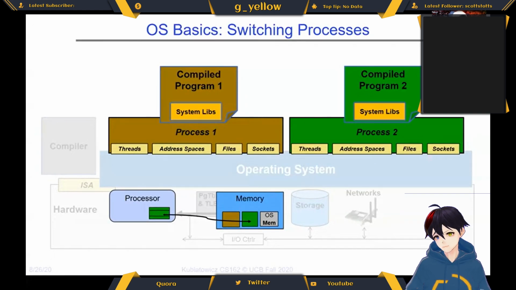We're just switching the processor back and forth between brown and green, and as a result, we get the illusion that they're both running. And notice, what do I mean by the illusion? Well, process 1 can pretend like it's got 100% of the processor, and process 2 can pretend it's got 100% of the processor, and things just work out. Okay, and that's up to the operating system.